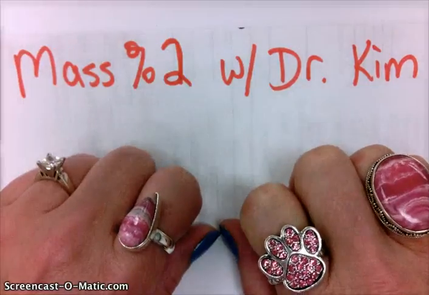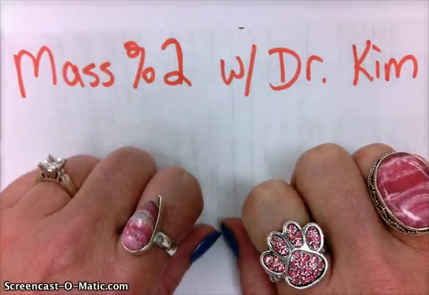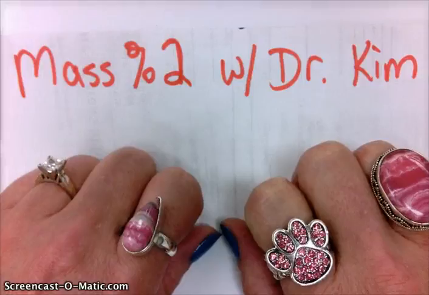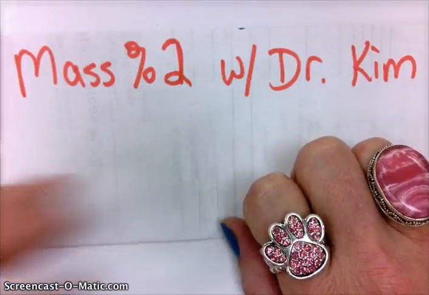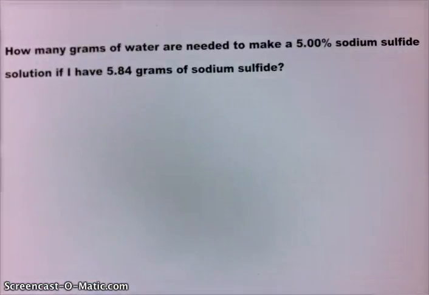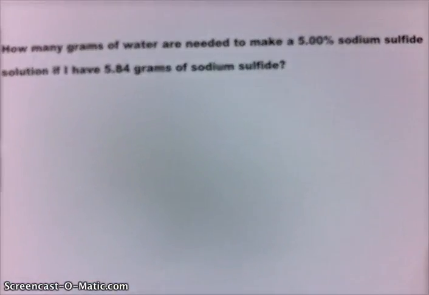So we're now going to work a second mass percent problem. This one is going to be more difficult than the first problem we worked. Let's read our question. How many grams of water are needed to make a 5.00% sodium sulfide solution if I have 5.84 grams of sodium sulfide?